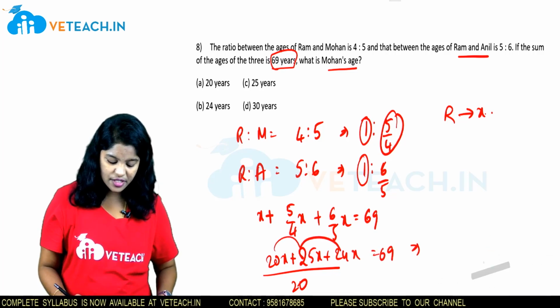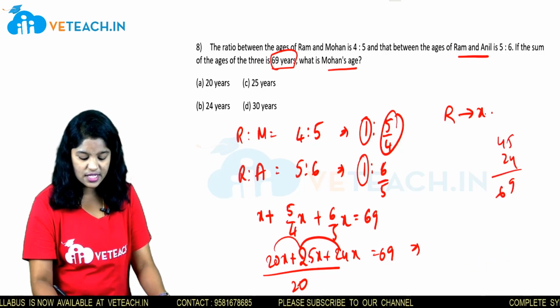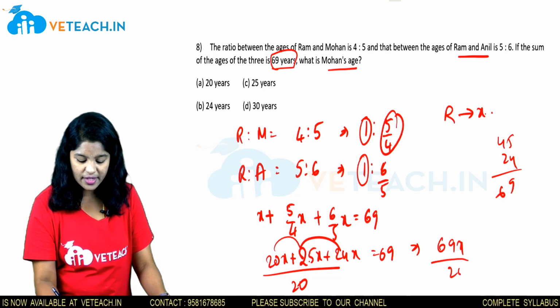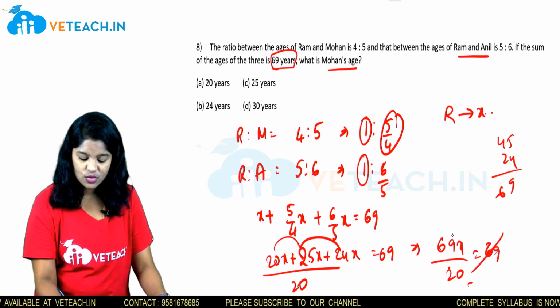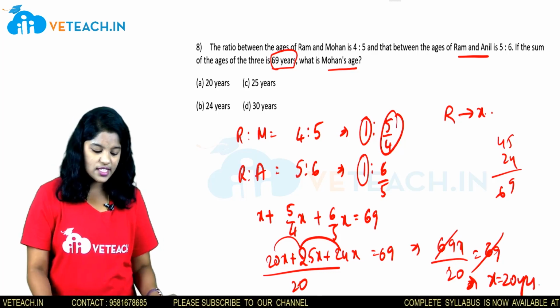So add all the three terms. This is 45 plus 24. So 69x by 20 is equal to 69. So 69 gets cancelled. x is equal to 20 years.